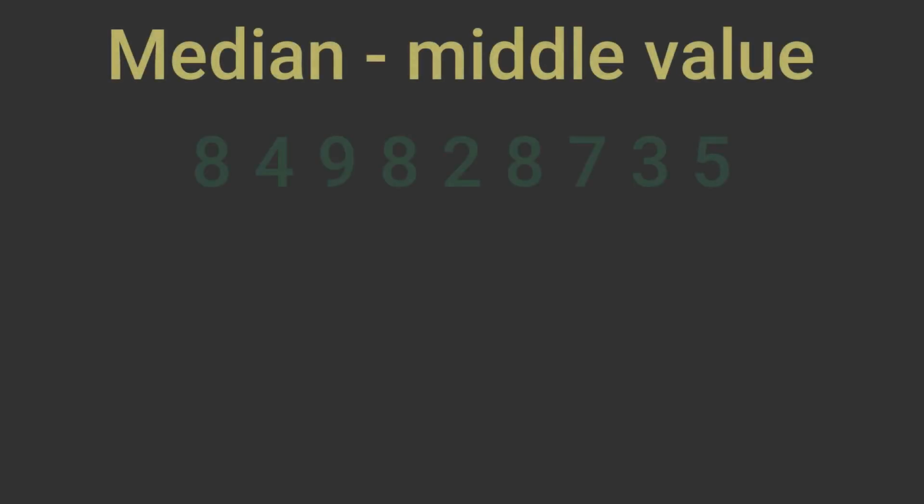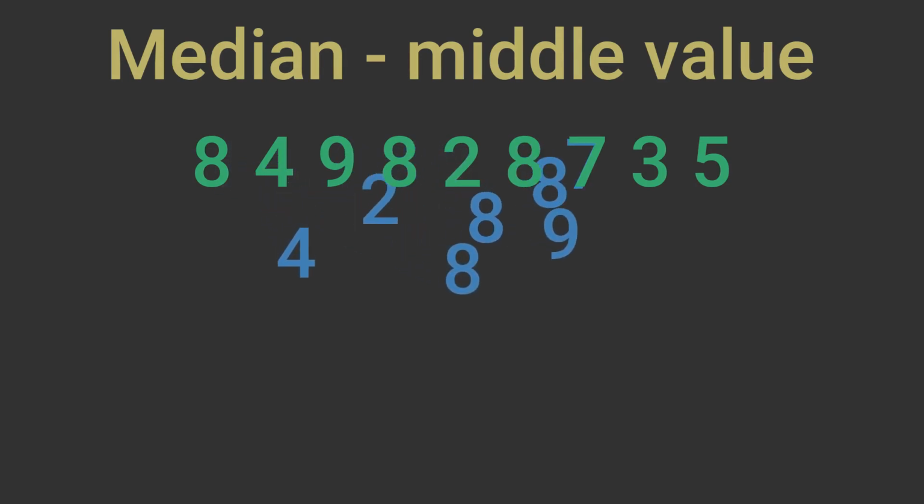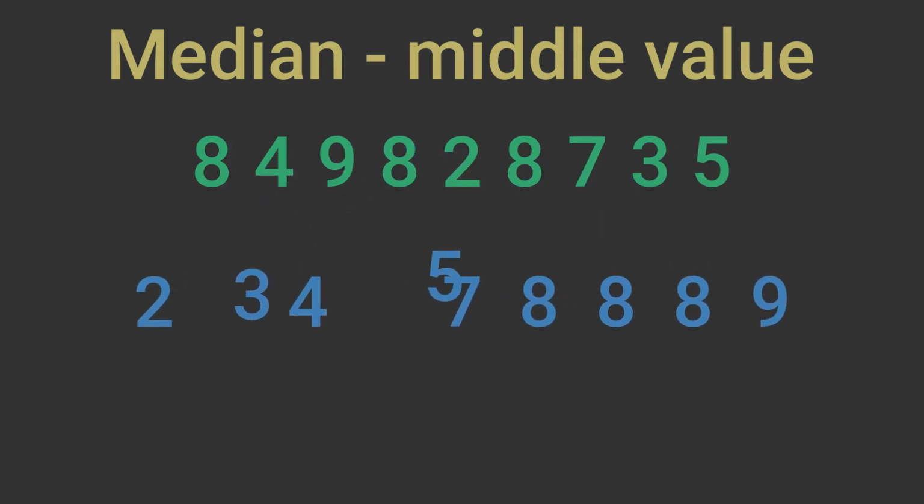The median is a different type of average. To find the median, we first arrange the values in numerical order, then we find the middle value. Arranging the data in order is a very important step. In this case, the middle value is the 5th value of the ordered data, which is 7. This is different to the mean, which we calculated before as 6.